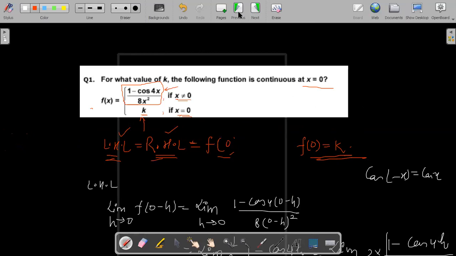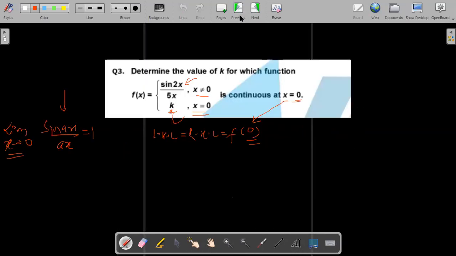Yes, sir. So I said k. First time I said k. Okay, sorry, I didn't hear that. So yes, for F0 we are getting k. Nice. Up next, the second thing. From this LHL and RHL, I have told you that when it is given that function is continuous, there is no need to calculate both the LHL and RHL. We will calculate either LHL or RHL. So among these two, what have you chosen?